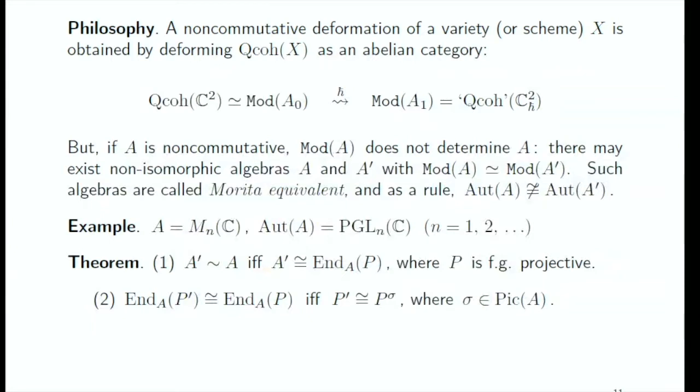Now, the question of when such endomorphism rings are actually isomorphic again has an abstract answer, namely two endomorphism rings are isomorphic if and only if the corresponding progenerators are on the same orbit of the non-commutative Picard group, which is just the group of all outer equivalences of the category of modules. So this is an abstract theorem from non-commutative algebra, but I will show in a moment how it actually becomes geometric.